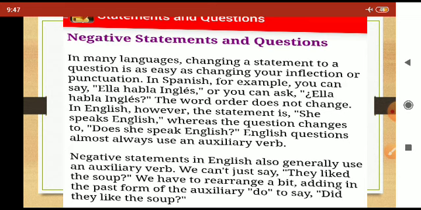Negative statements in English also generally use an auxiliary verb. We can't just say they liked the soup. We have to arrange it a bit, adding in the past form of the auxiliary verb do to say did they like the soup? So this is something about negative statements and questions.